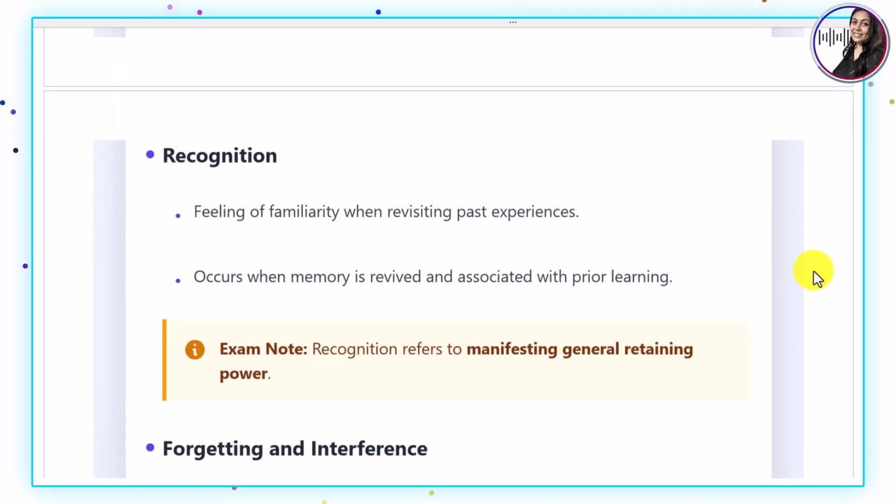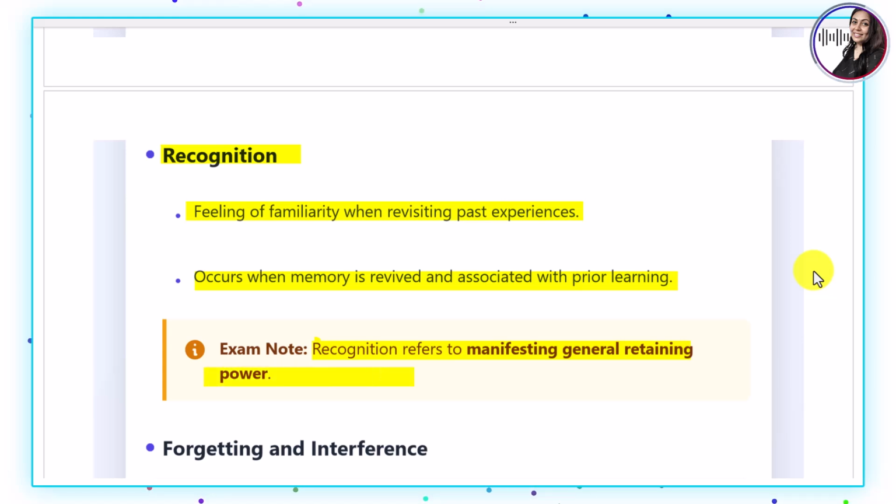Another important component of memory is recognition. Recognition involves a feeling of familiarity when we encounter something we have experienced before. It occurs when stored memories are revived and linked with prior learning experiences. Recognition does not always require active recall. Instead, it depends on identifying previously learnt material when it is presented again. According to exam-oriented definitions, recognition refers to the manifestation of general retaining power, making it an essential concept to revise.